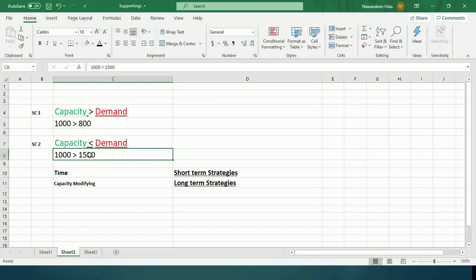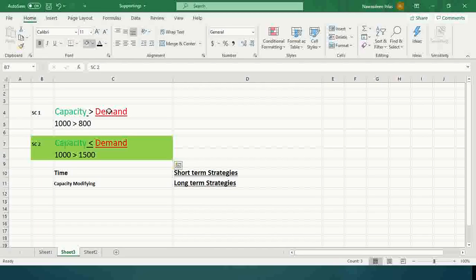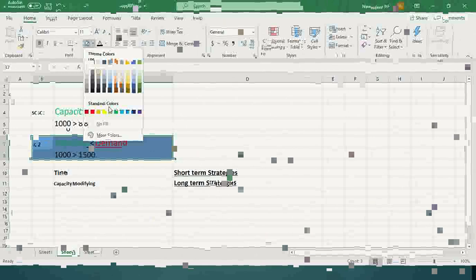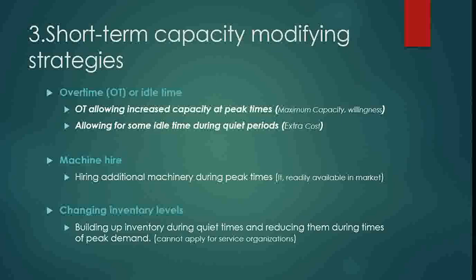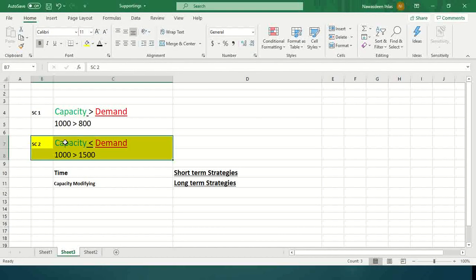In this scenario, our demand is higher and capacity is lower. At that point, what we can do is enhance our capacity. Let's assume this demand is a short-term demand, which means it is a temporary demand.